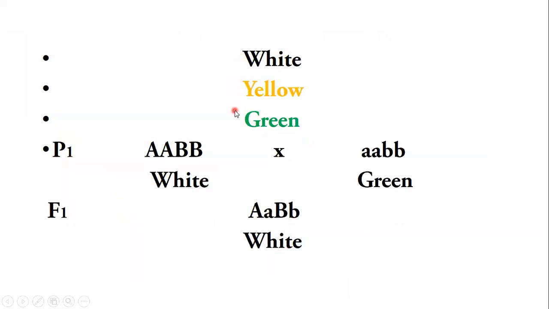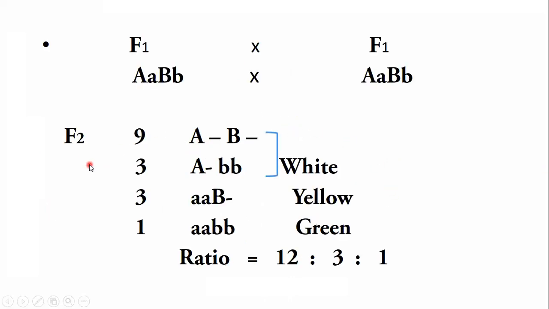So we have three colors: white, yellow, green. Here are the parents that are true breed. The white parent is crossed with green. The F1 generation is white, indicating that white is dominant over green. In the F2 generation, we have four cases.